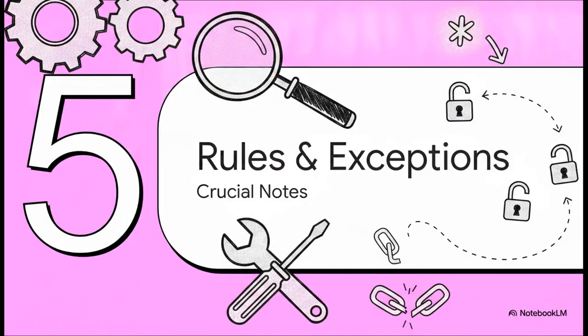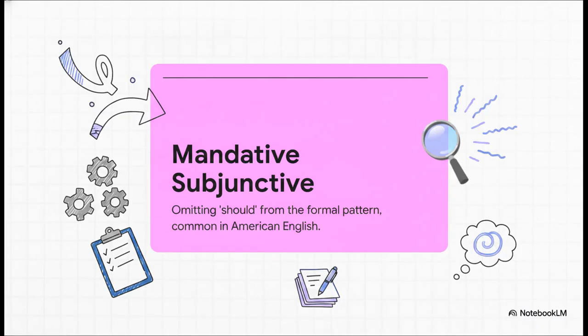Finally, Section 5, Crucial Rules and Exceptions. For those of you who stuck around, we're going to look under the hood at a major exception in modern usage. This is the ultimate pro tip. In modern American English, we often use something called the mandative subjunctive. I know, mandative subjunctive sounds like a terrifying medical condition, but I promise you it's actually just a brilliant shortcut.